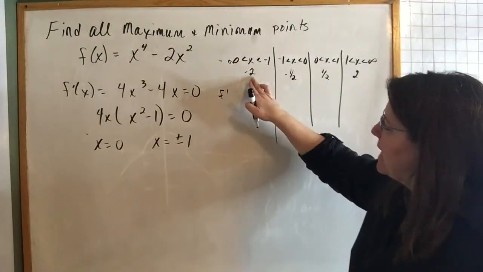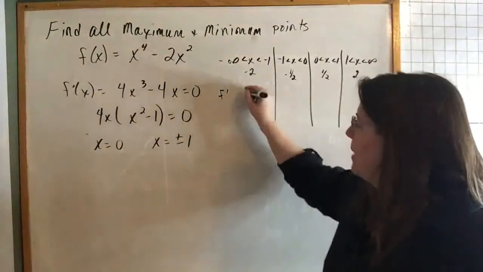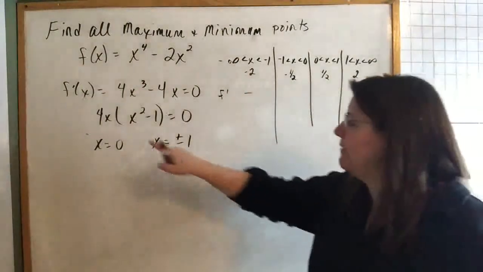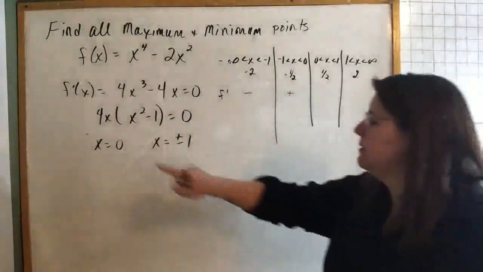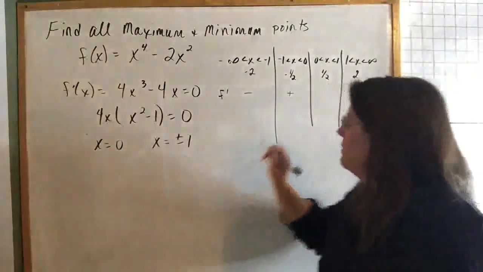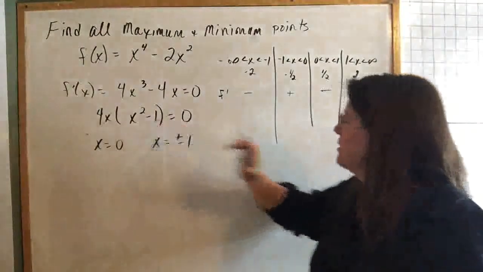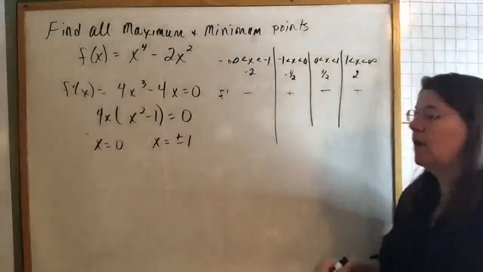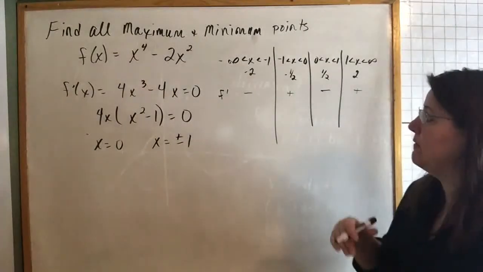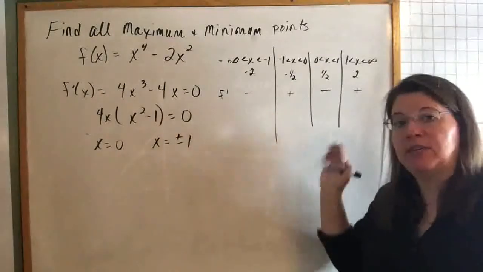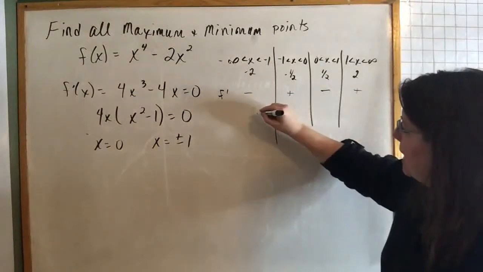So if I plug -2 in, this will be a negative and this will be a positive, so negative times positive is negative. If I plug -1/2 in, I'll have a negative times a negative, which is a positive. If I plug 1/2 in, I have a positive times a negative, gives me a negative. And if I plug 2 in, positive times positive is a positive. Again, we don't have any vertical asymptotes to deal with here. So it is safe to assume that anywhere it changes from positive to negative or negative to positive, we do have a relative extrema. Here, it changes from a negative to a positive.